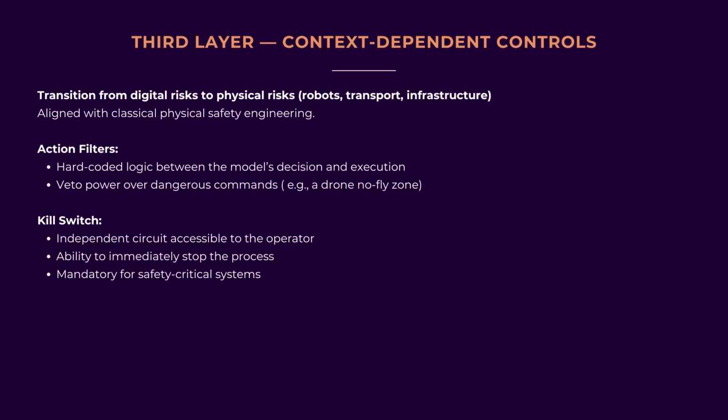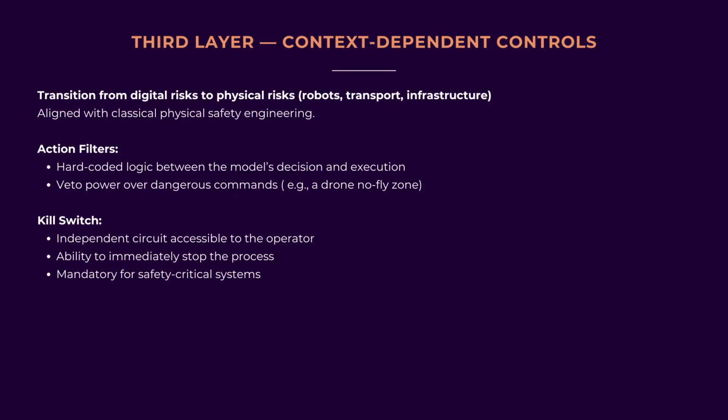Let's consider 2 key mechanisms. The first is action filters. This is a hard-coded logic layer interposed between the model's decision and its physical execution. Imagine an AI drone routing system decides to fly through a no-fly airport zone. The model can generate such a command, but the action filter, preloaded with the coordinates of restricted zones, will simply block execution. It's a veto power the model cannot override.